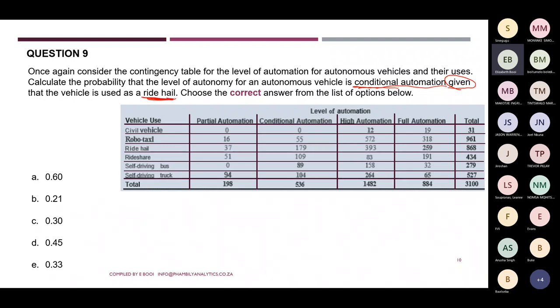You have given, you have conditional, and you also have railhead. How do you write that statement? It will say the probability. So for conditional, maybe I should use CA, and for railhead, RH. Right. So we're going to say CA given RH. Now, you need to think about the basic probability.